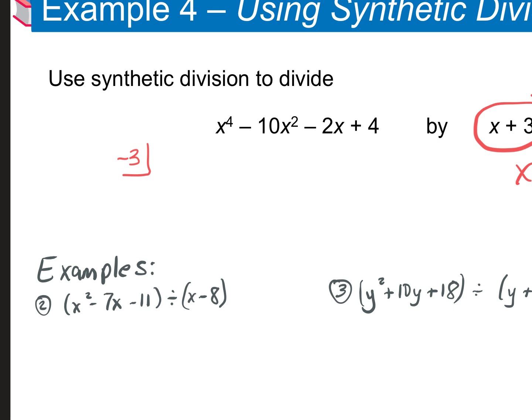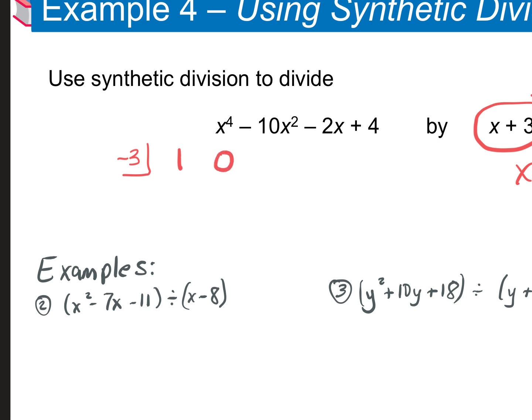Now we list out the coefficients of our polynomial. What is the coefficient of x to the 4th? 1. What is the coefficient of x cubed?